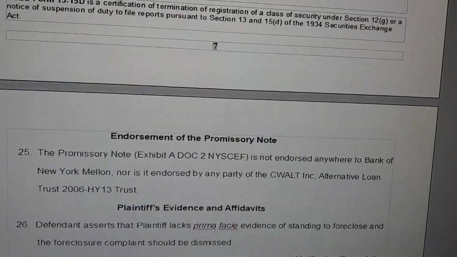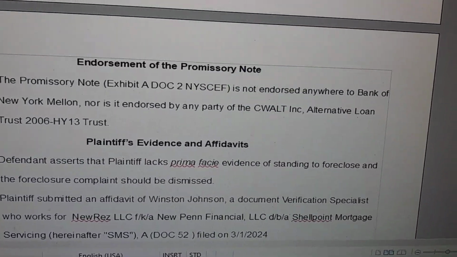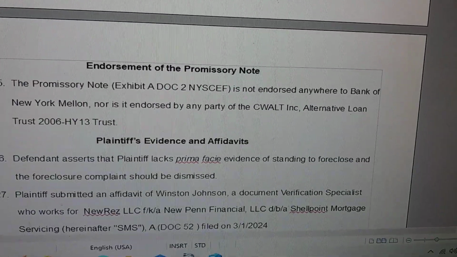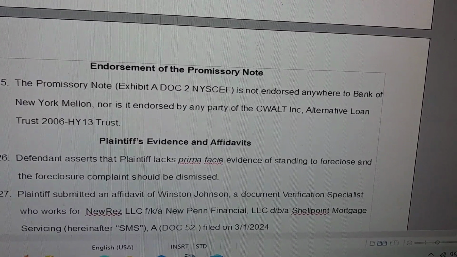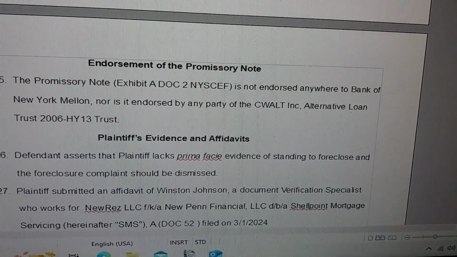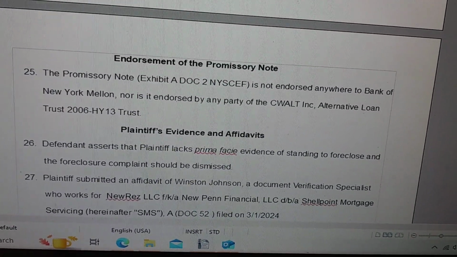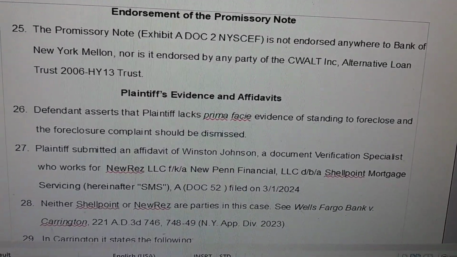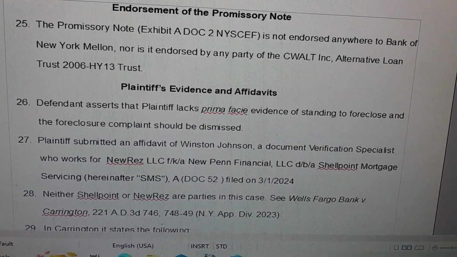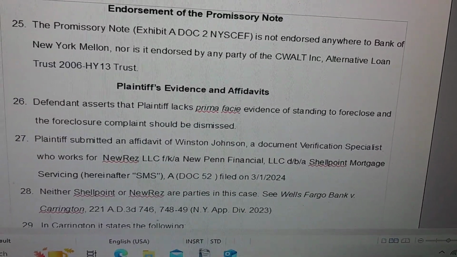Endorsement of the promissory note. The promissory note, Exhibit A, Doc 2 in NYSCEF, is not endorsed anywhere to Bank of New York Mellon, nor is it endorsed to any party of the C-Walt, Inc. Alternative Loan Trust 2006-HY13 Trust. Defendant asserts that plaintiff lacks prima facie evidence of standing to foreclose, and the foreclosure complaint should be dismissed.